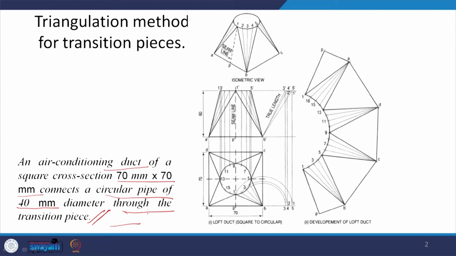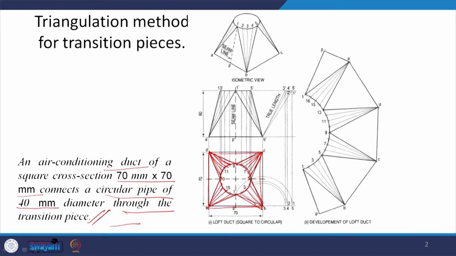We know that we actually have a bottom square, which is where it connects to the square part of the duct. And then we have a circular piece. So, how will it be? We will actually have four triangular pieces, which will be joining like this. And in between, we will have these conical pieces, which are going to be drawn here.